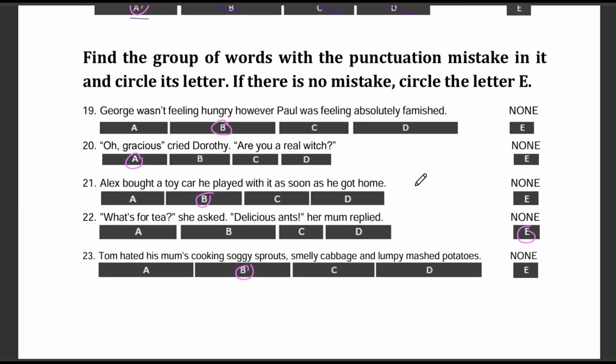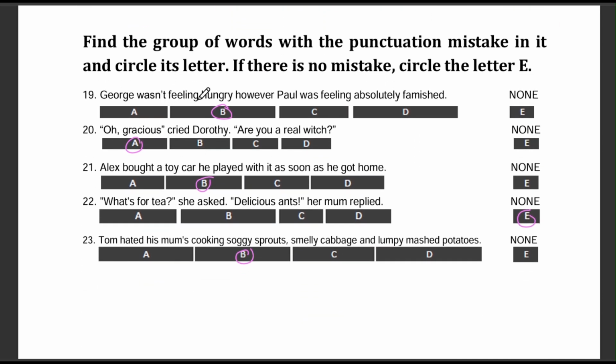Question 19. Find the group of words with the punctuation mistake. George wasn't feeling hungry. However, Paul was feeling absolutely famished.